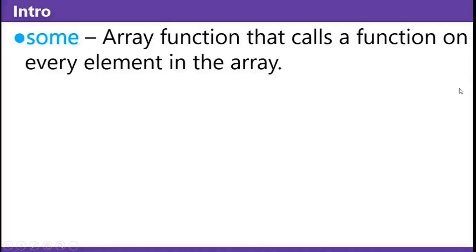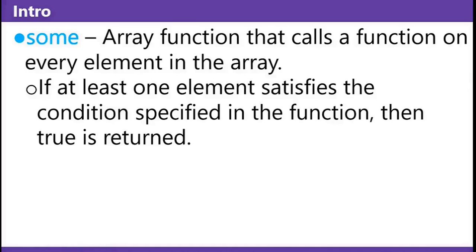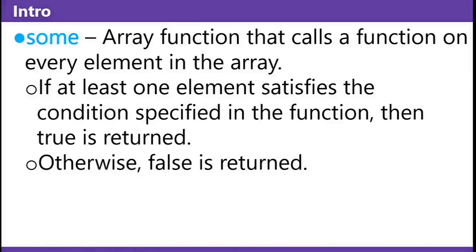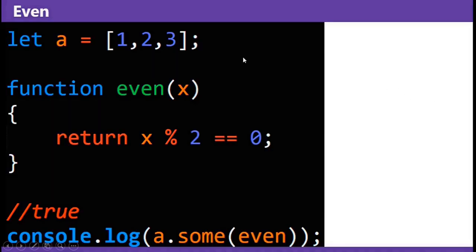Some is an array function in JavaScript that calls a function on every element in the array. If at least one element satisfies the condition specified in the function, then true is returned. Otherwise, false is returned. Here, there's an array with 1, 2, 3. The even function checks whether or not the argument you passed in is even. When you pass even into some, it returns true because at least one element in that array is even.